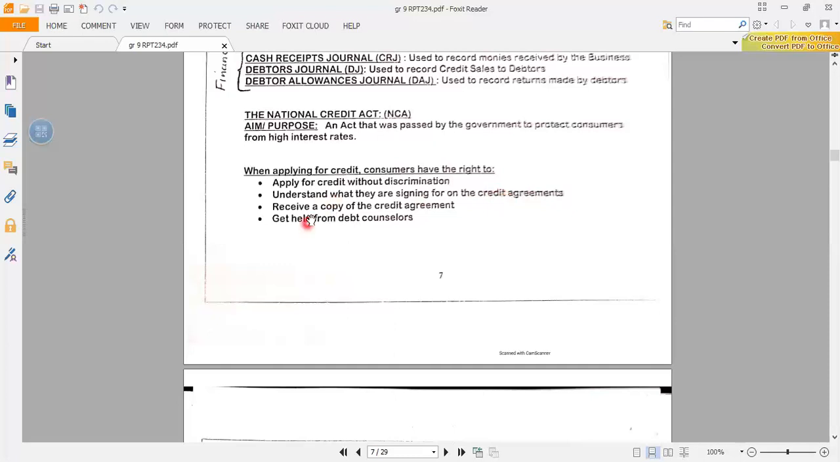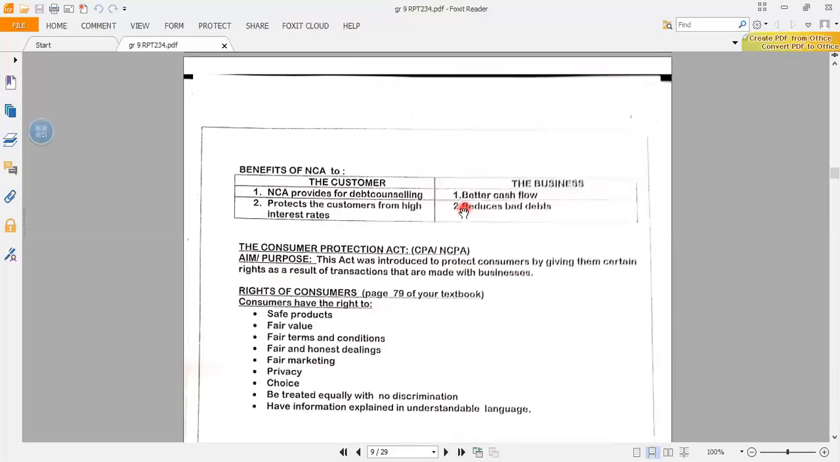They have a right to receive a copy of the credit agreement that they are going to sign. Why? Because they can take this credit agreement and get back to the business before signing. If they wish to understand the clauses better, because some clauses may be hidden, they can take it to their attorney or somebody who is able to explain it to them better before they sign.